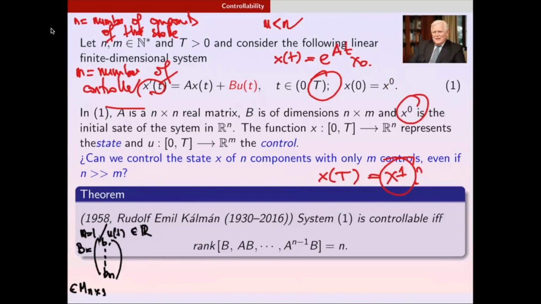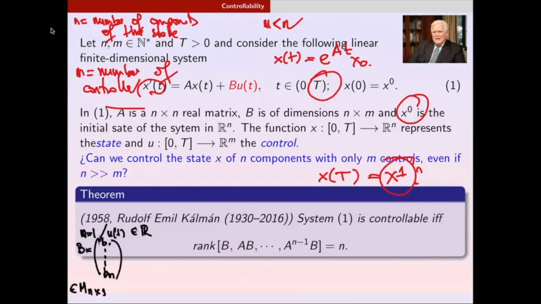And the only thing you need to do this, according to Kalman, is that the rank of this huge matrix is equal to N. But what is this matrix? In the first term, I just put B. B is the column vector. In the second term, I put AB. If B is a column vector and A is a matrix N times N, AB is another column vector.